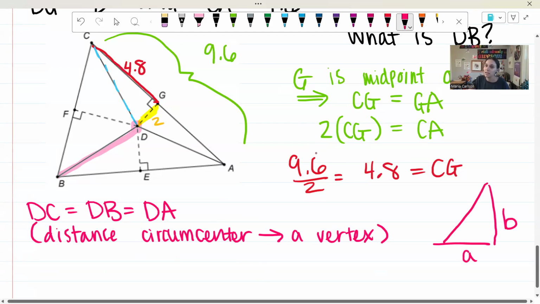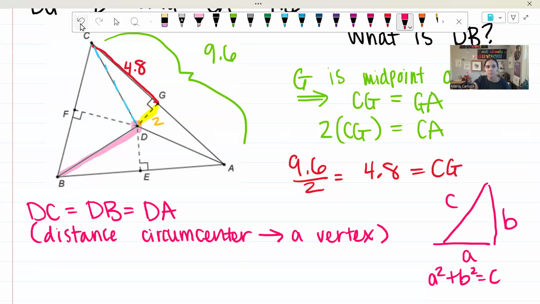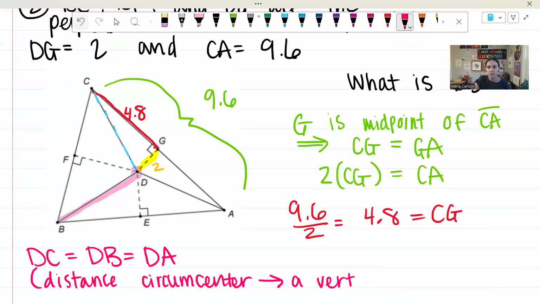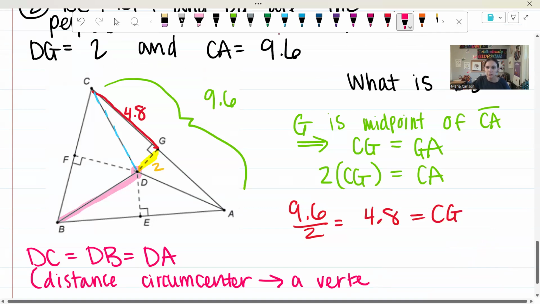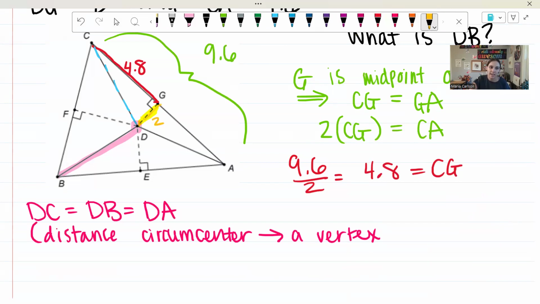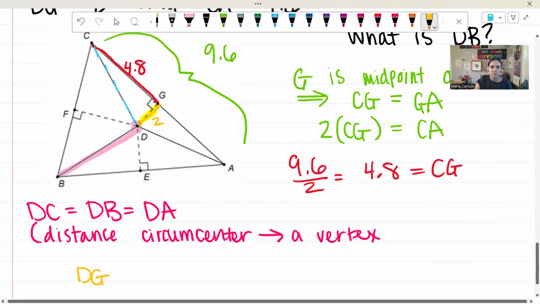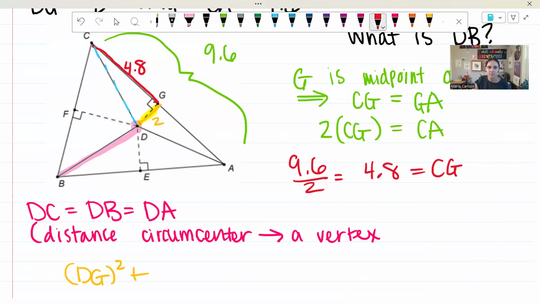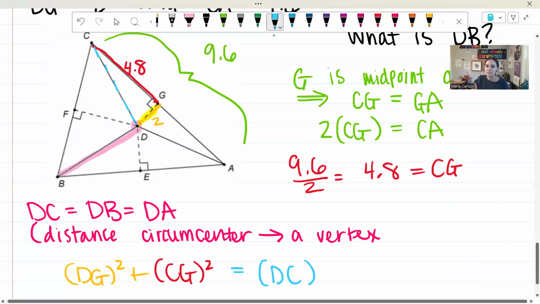If we have A, B, and C, A squared plus B squared is equal to C squared. So that's the general idea we're going to use here, except the sides that we have, oh no, too far. The sides that we have, I can say that DG, this leg DG squared, that's like our A squared, plus CG squared, that's like our B squared, that's going to be equal to DC squared.